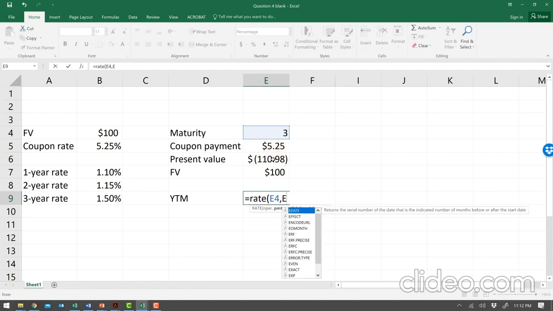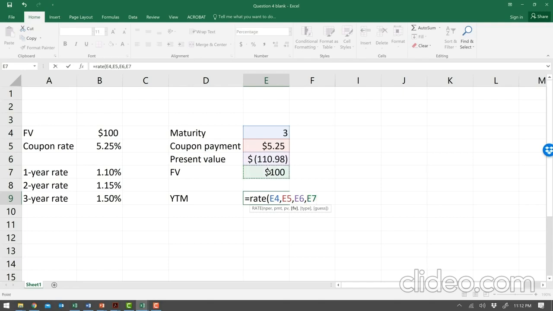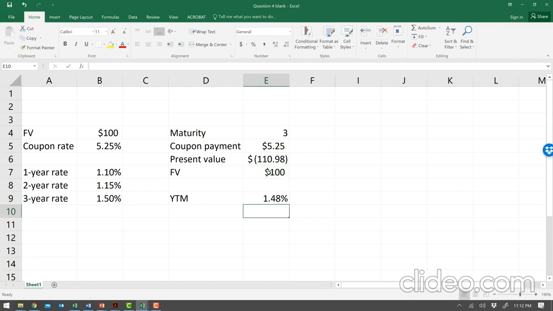So this is my second input. This is my third input, the price of the bond, again negative. And the last input is the face value. This is our terminal payment that we get from this instrument at the end of year 3. So you can see how this function is structured. It has the current present value, which is negative. It has a terminal payment, which is the future or face value, which is positive. It has periodic payments, the second argument in this function, which is positive. And then the first one is the number of periods. So if we close this and hit enter, this gives us the yield to maturity on this bond, which is 1.48%.